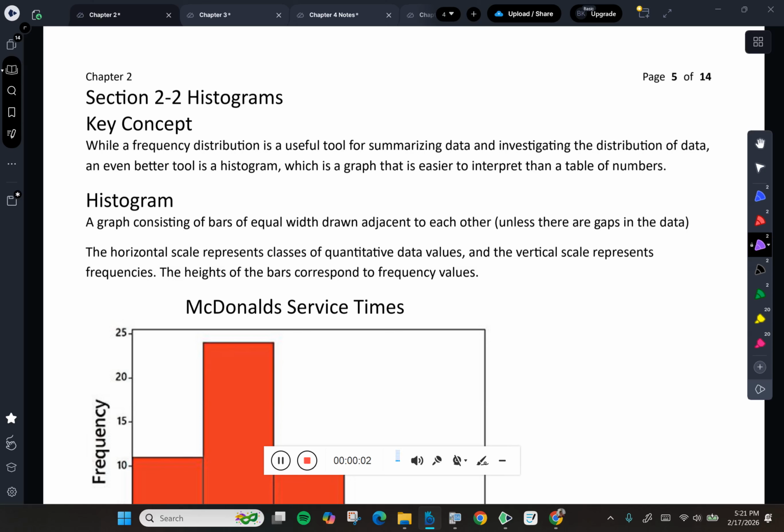All right, everybody, welcome back for section 2.2. And this one's going to be quick, I promise. In section 2.2, we're going to take a look at the histogram: what a histogram is, what it looks like, what we use it for, that kind of stuff.